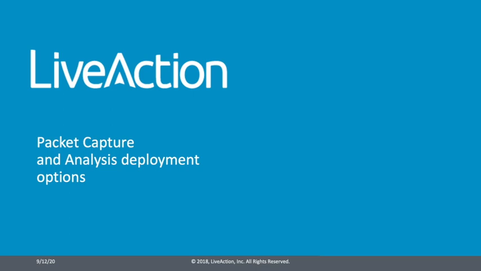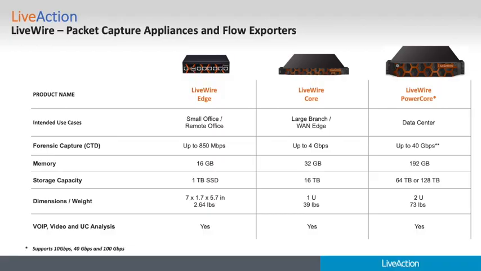Let's talk about the packet capture devices. So we have three different options. There is a LiveWire Edge, and this is a small device that's really designed for a small office. It can support up to 1 gig network links. And then there's also a LiveWire Core, which can go up to 10 gigs. And this is really designed for a large branch or WAN edge. And then the large device, which is the Power Core, this is really designed for the data center, and it can support up to 100 gigs.